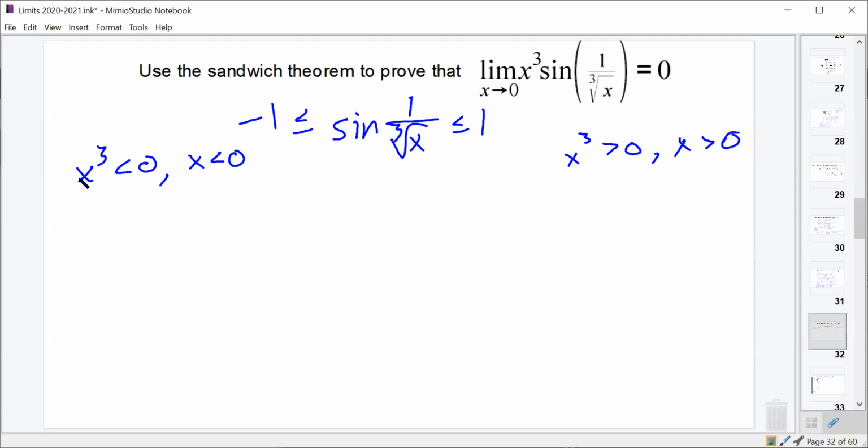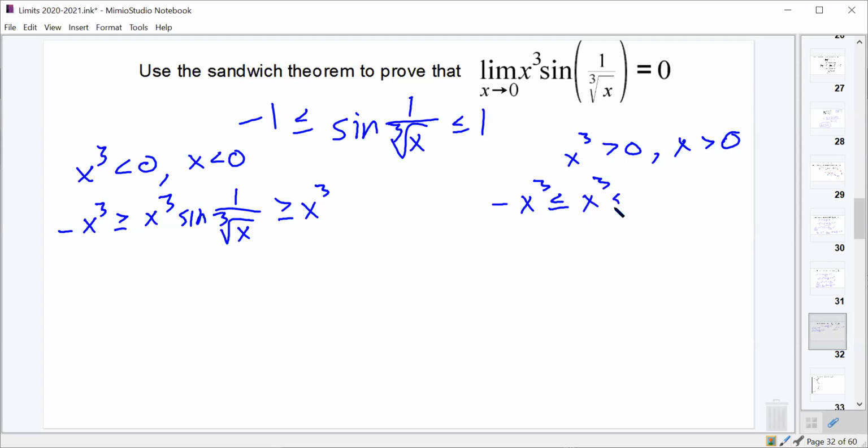So when we multiply by x cubed here, we should end up with negative x cubed is greater than or equal to x cubed sine of 1 over the cube root of x is greater than or equal to positive x cubed. And on this side, when we multiply, the inequality signs should stay as they already were, and we should end up with that inequality. Everybody feel okay about that?